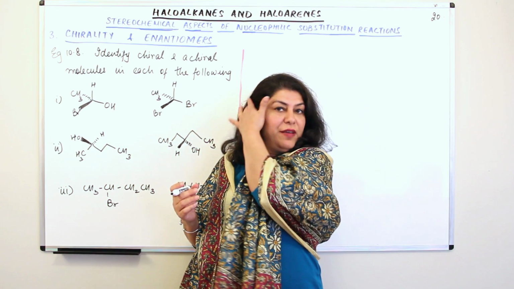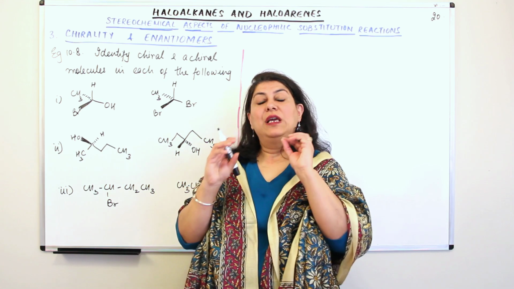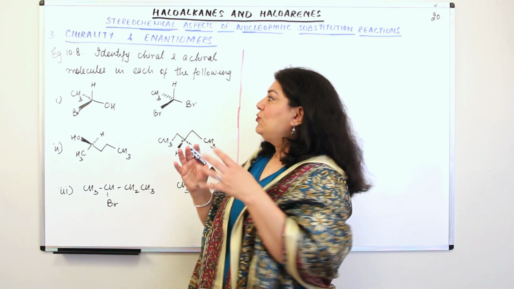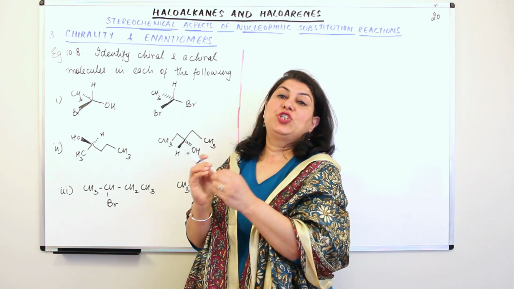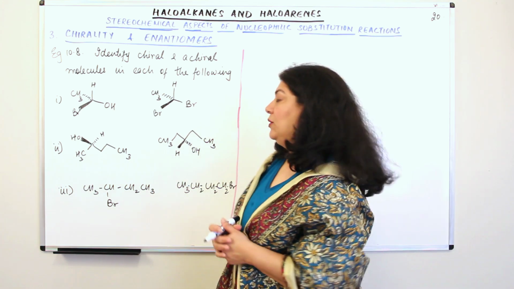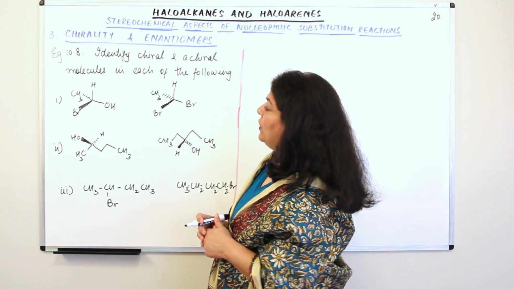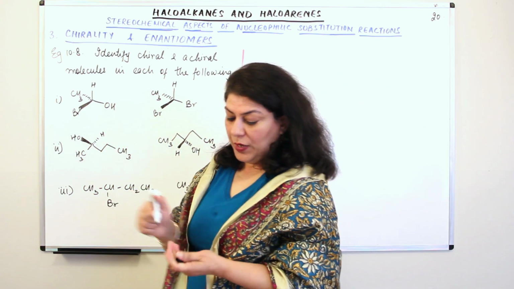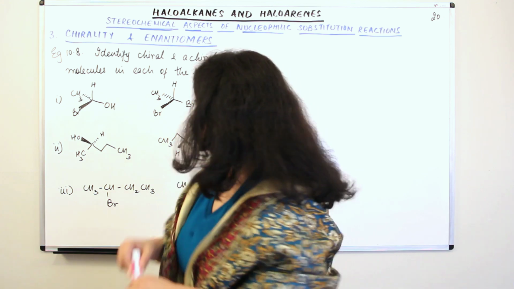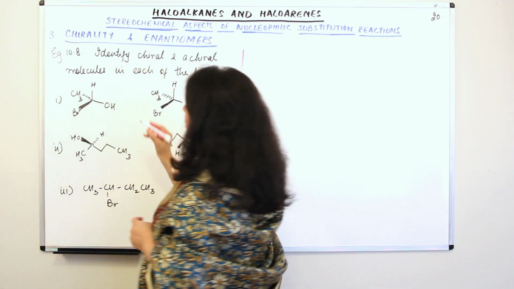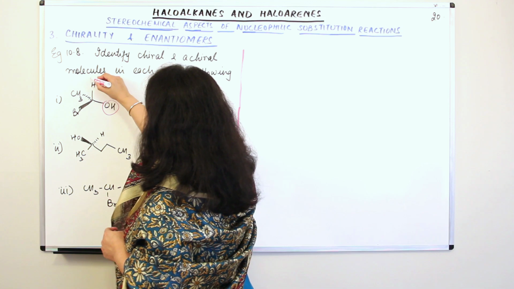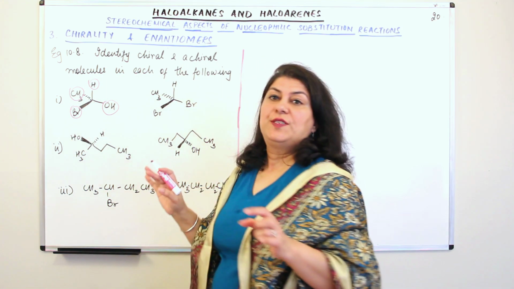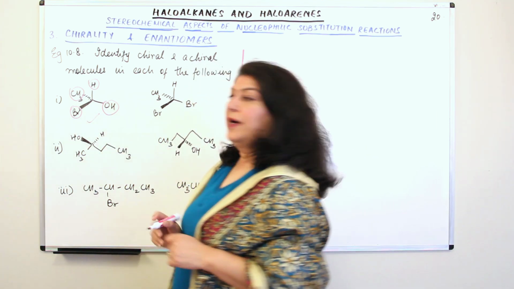What is the trick? Whenever you have a center with 4 different species attached to it, the molecule is chiral. If you have even 2 species which are identical, the molecule will not be chiral, or it will be achiral. So in order to know the chiral molecules, let us see, this is the chiral center here. What are the 4 species? You have OH here, you have H here, you have CH3 here, and Br here. All 4 species are different. Therefore, this is a chiral molecule.